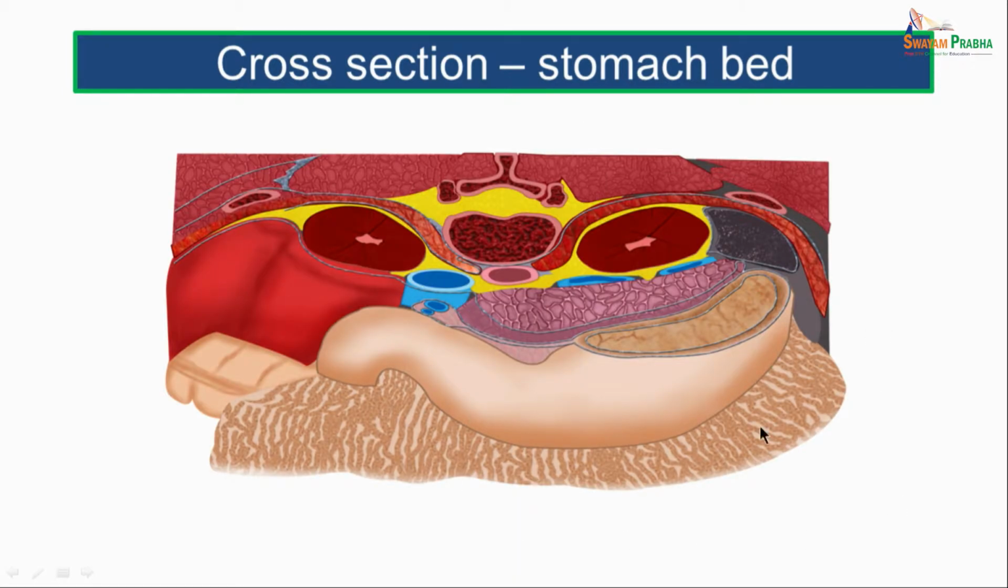This is another picture showing us the same. Anteriorly, we see the stomach. Behind it, what we see is the omental bursa, the spleen, the kidney, the abdominal aorta, inferior vena cava and the right kidney. So, this is the omental bursa which separates the stomach bed from the stomach.